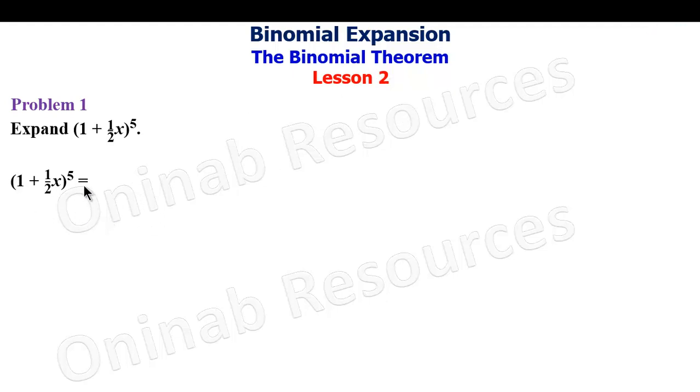So for the first term, it is going to be 5C0. The first term inside the bracket will go with the highest power of 5, so we have it times 1 raised to power 5. Then the second term in the bracket is going to go with 0, so we might not need to bring it here.